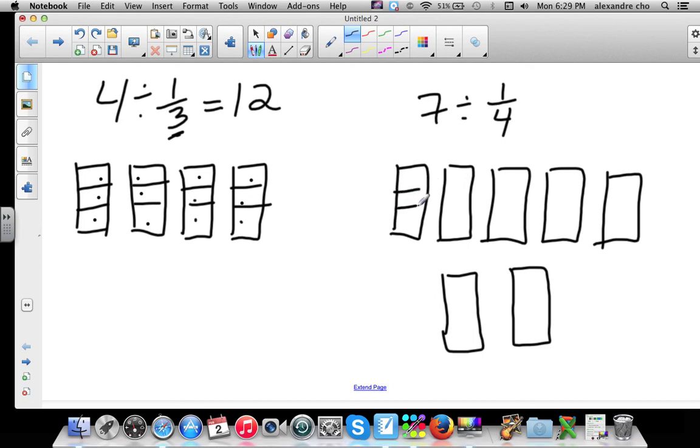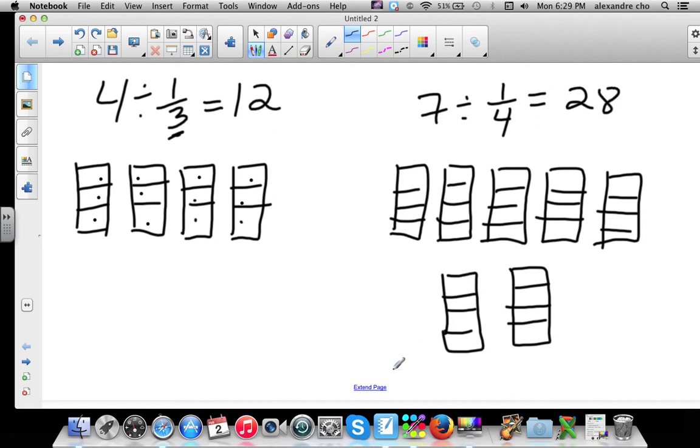So each bar, you want to cut into 4 pieces. Let's pretend you want to give this away to as many people as you can. If you broke them in quarters, 1, 2, 3, 4, you would have a total of 28 little pieces that you could give away.